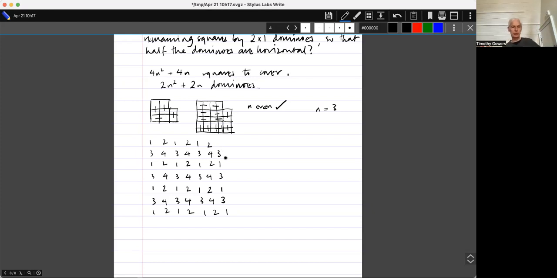Okay, so when I start using dominoes, each horizontal one is going to cover. Now, why would this do anything at all?